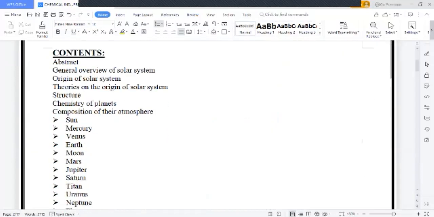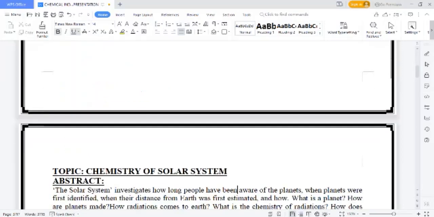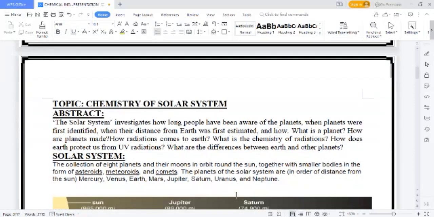First, I will talk about abstract, then general overview of solar system, origin of solar system, theories on the origin of solar system, structure, chemistry of planets, and composition of their atmosphere. Then I will talk about all the planets one by one and also explain about the chemistry and composition of their atmosphere. Now move towards chemistry of solar system.